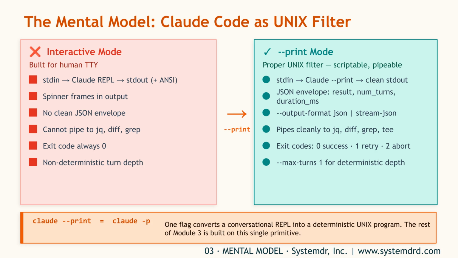The key insight at the bottom of this slide: claude --print equals claude -p. They're identical. Use whichever is less typing. The important thing is that you understand why this flag exists. It's the architecture decision that makes Claude Code composable. Let's look at what the full pipeline looks like.